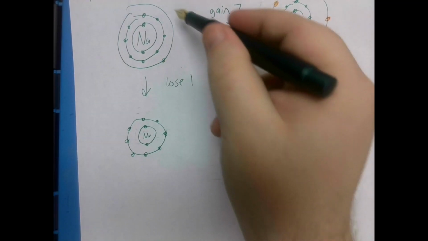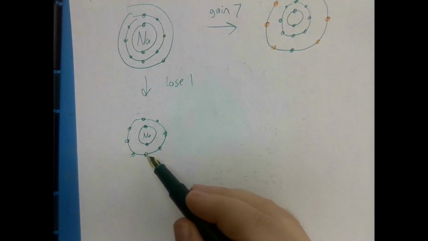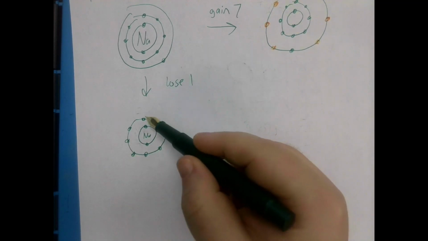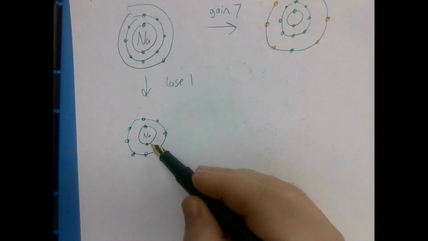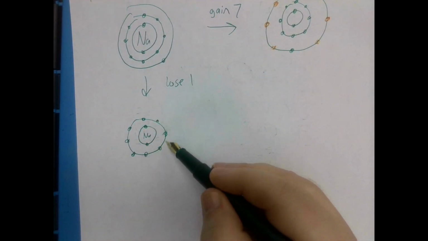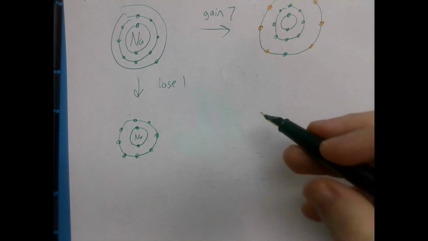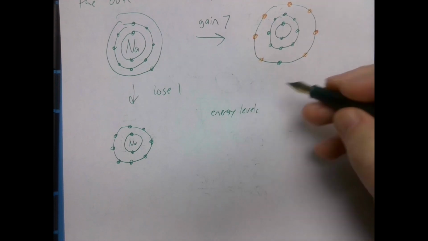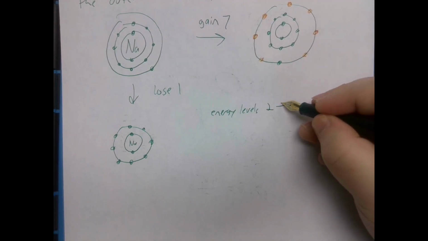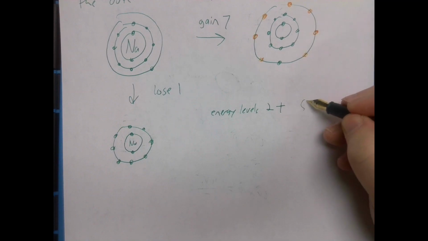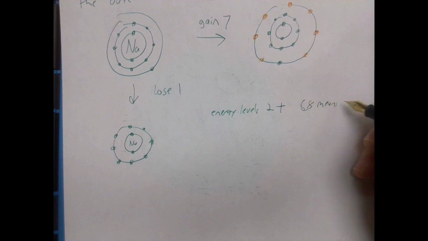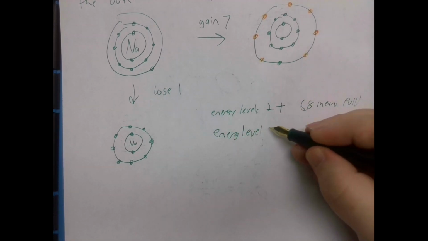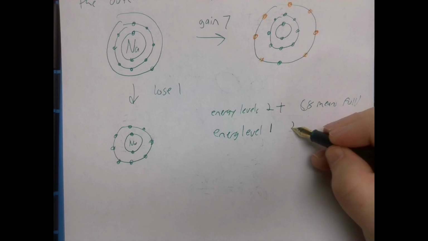So it only has 1 in this outer level. It's lost it. Now it has 8 in its outer level. Does everyone see that? It's lost this one, and all it's left with are these 2 energy levels. And the second energy level has 8. And again, for energy levels 2 plus, 8 means full. For energy level 1, so the first one, 2 means full.